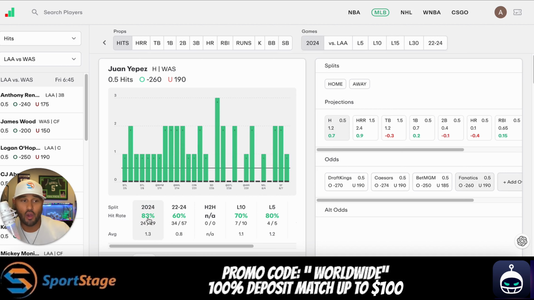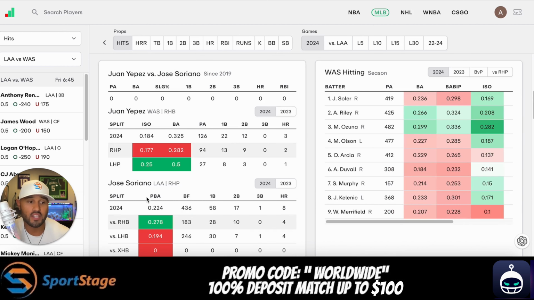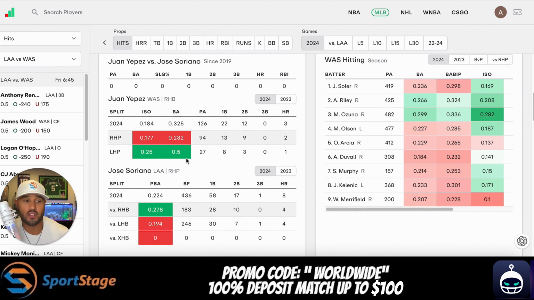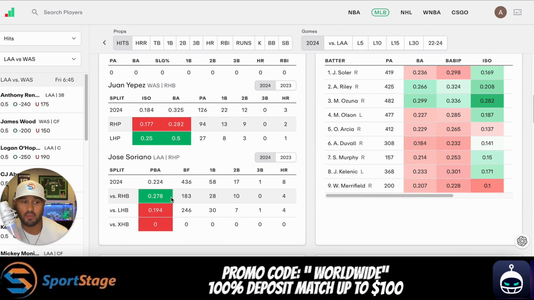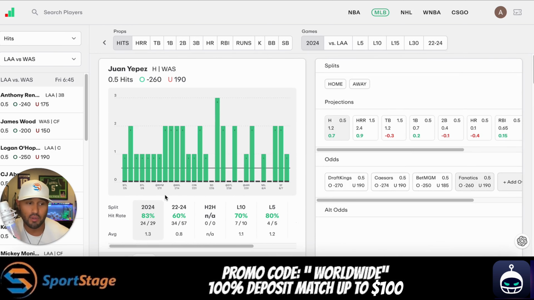Juan Yepez over half a hit. Doesn't even have to be a single, double, triple. It's not specific. He just got to get a hit, one of them tomorrow. He's facing Jose Soriano. Yepez is a right-handed batter. Against right-handed batters, he's giving up a .278 average, giving up lots of hits to right-handed batters. Put that one in, guys. Lock it in.